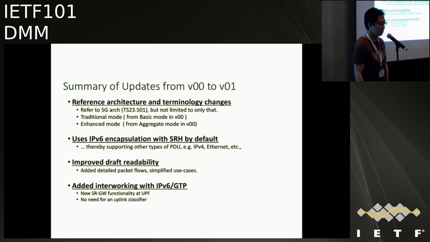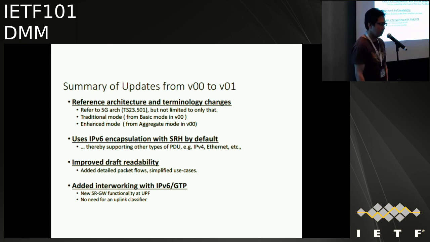So this is a summary list of the updates from version 0 to version 1. We changed the reference architecture from the previous generation to the 5G architecture, but it's not limited to that. We can refer to any kind of architecture if we need to cover the function with SRv6. We changed the terminology from basic mode to traditional mode, which is much clearer for the purpose of the deployment scenario. And we also changed the terminology from aggregate mode to enhanced mode, which much enriches the functionality for mobility management on the user plane.